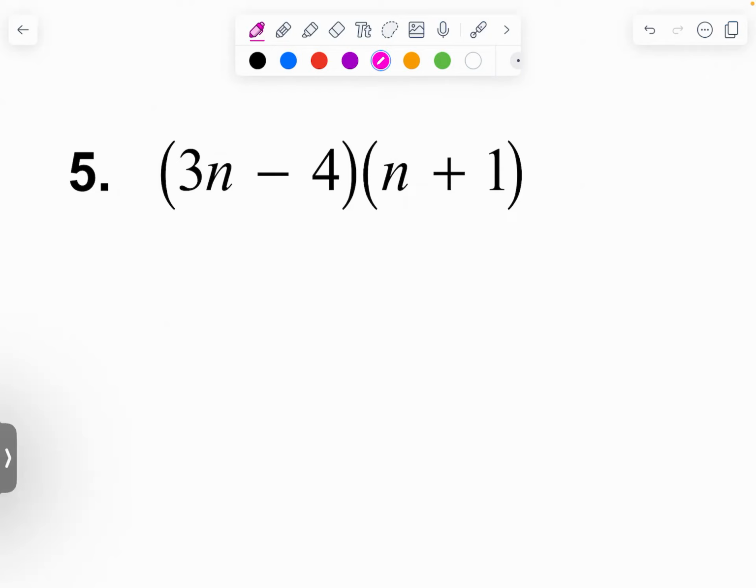n times n is n squared. So 3n times 1n is n squared. It's 3n squared. So yes, 3n times n is 3n squared.